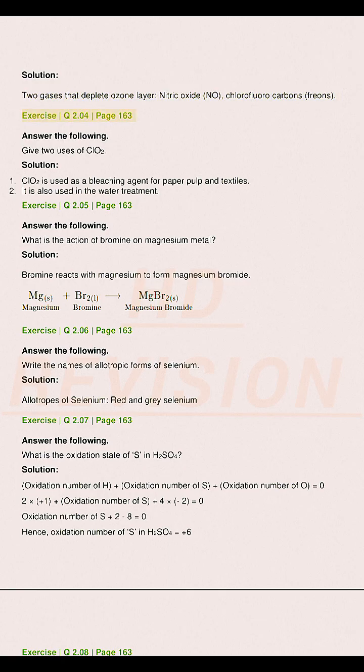Exercise Q2.04, page 163. Answer the following. Give 2 uses of ClO2. Solution. 1.